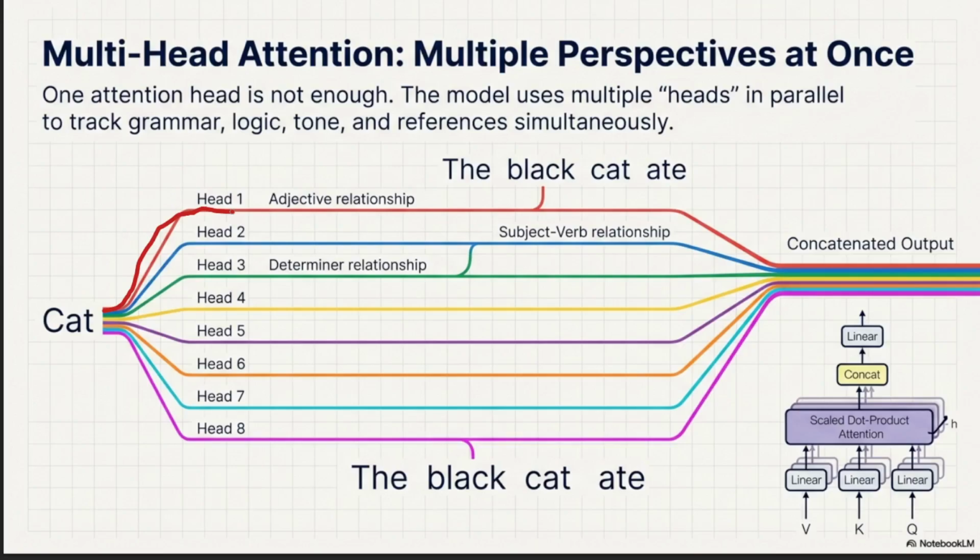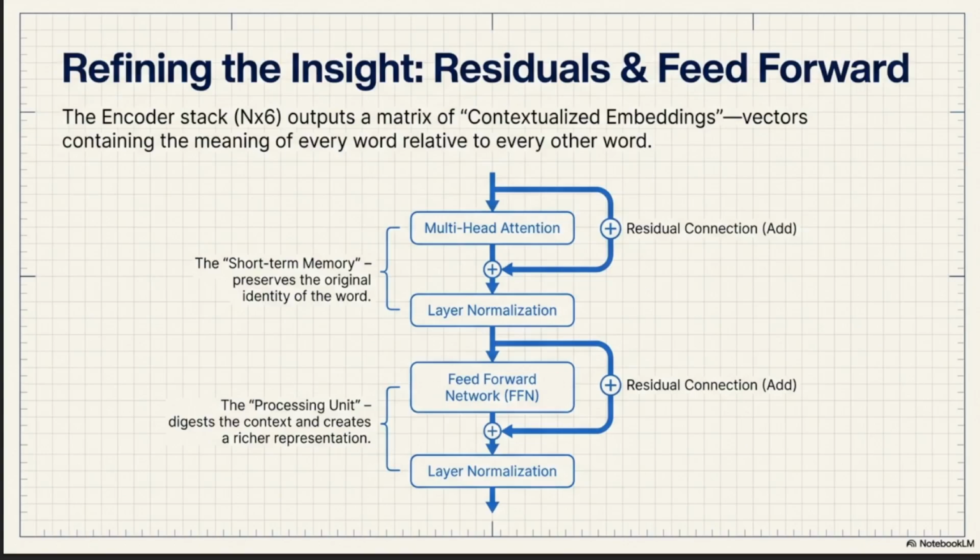might focus on adjectives modifying nouns, like black, cat. This one might focus on the subject-verb relationship, for example, the cat ate. And by concatenating all these heads, the model builds a rich understanding of grammar, logic, and tone, all at once. So after the attention mechanism, the data moves through the rest of the encoder block.